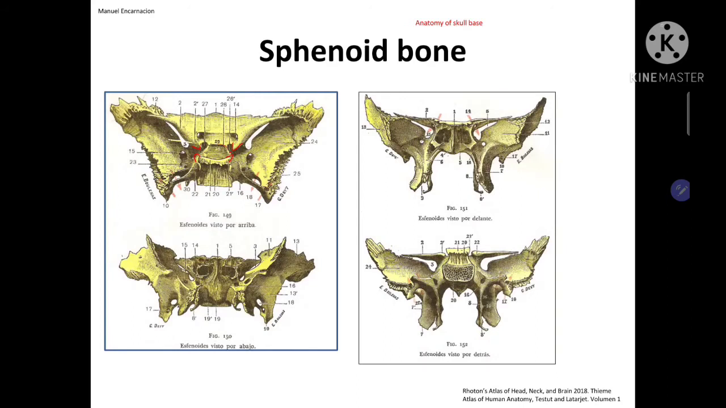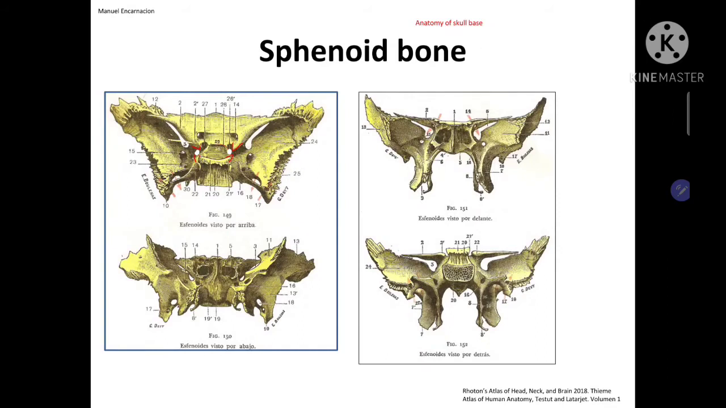Sometimes I'll put it in blue. But usually we have the anterior and posterior clinoid processes, and these are the lateral limits of the sella turcica. Sometimes I'll put it in white. We're going to find another process, the middle clinoid process.